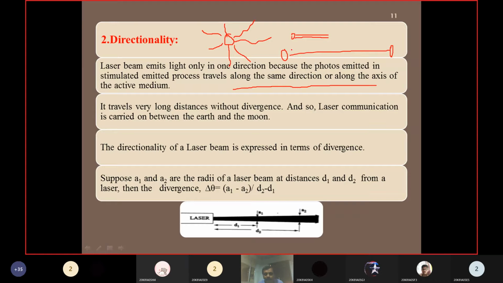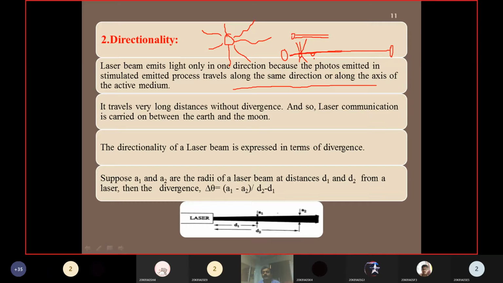If normal light is traveling like this, every point in normal light will act as a secondary source. Suppose you take this point: it will also act as a secondary source. A secondary source means it also spreads light, so light will move in all directions. From this point also, light will spread in all directions.